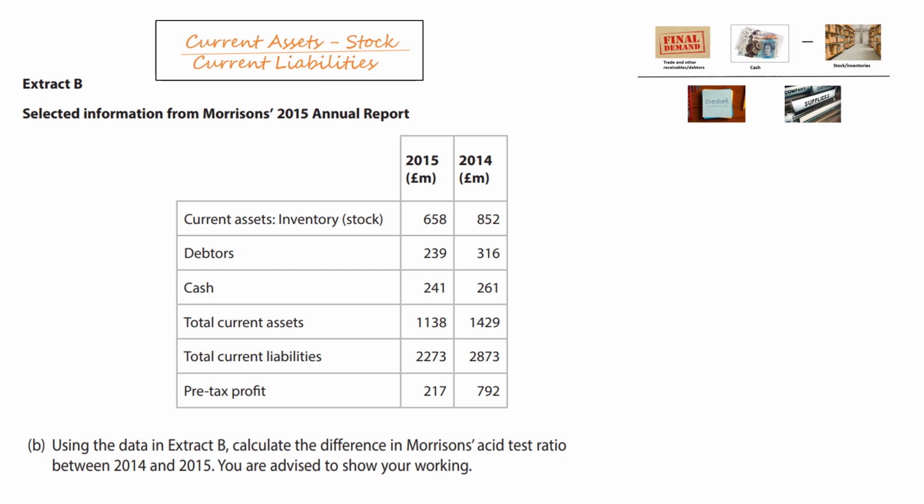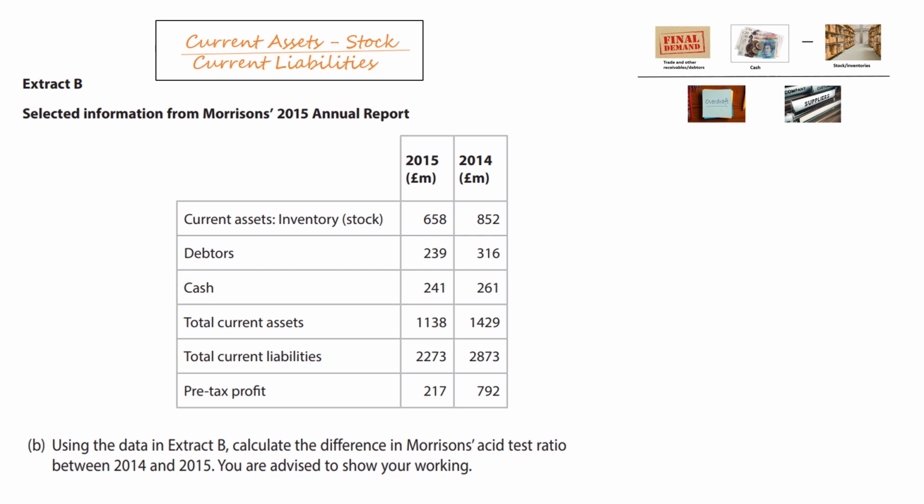Now we have a snippet of information from the annual report, and we need to calculate the difference in the acid test ratio. So that means we need to calculate the acid test ratio for 2014 and then calculate it for 2015 and then work out the difference. This question is a little bit tricky, but let's work through it. First thing that you do is put the formula down. Current assets minus stock or inventories divided by current liabilities. It's good to put the formula down because it gives you some guidance, and also you can be credited for it as well, just in case your final answer is incorrect.